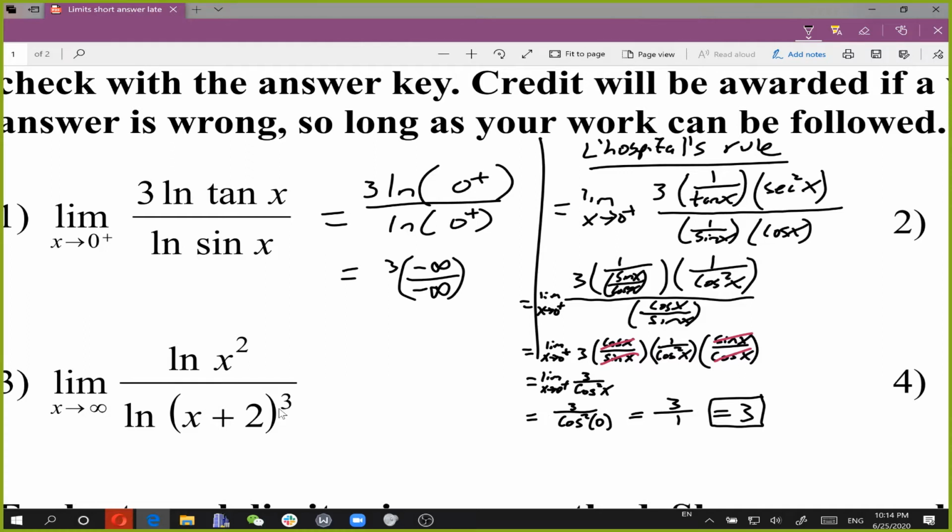If you end up with 0 over 0 or positive and negative infinity over infinity again, you can always keep doing that process, so derive again. Okay, any questions on the first section, L'Hospital's rule? Mr. Clarification, go for it.